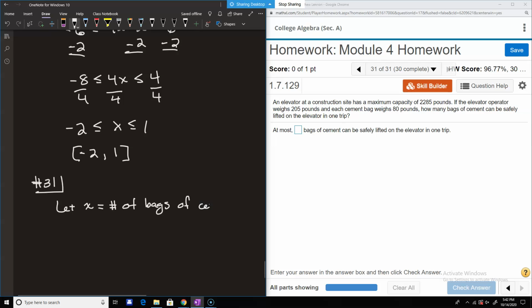And then as I read the problem, if I have enough information to write down an equation, it makes it easier to do. So we have an elevator at a construction site with a maximum capacity of 2285 pounds. So in my head, I'm already thinking something is going to be less than or equal to 2285. If the elevator operator weighs 205 and each bag of cement is 80, how many bags can be safely lifted? Okay, well, I've got my operator 205 plus my number of 80-pound bags. So that's 80 pounds times x. I want this to be less than or equal to 2285. So this is the inequality to solve.